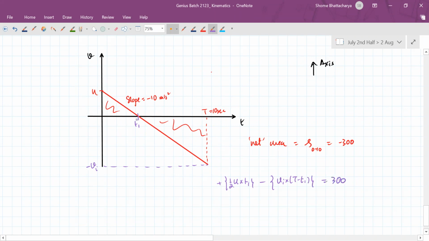Now you can see that since the slope is minus 10, t1 is basically equal to how much? It is u by 10. And again, since the slope is minus 10, this v1 is minus 10 into this remaining time. This remaining time is t minus t1.